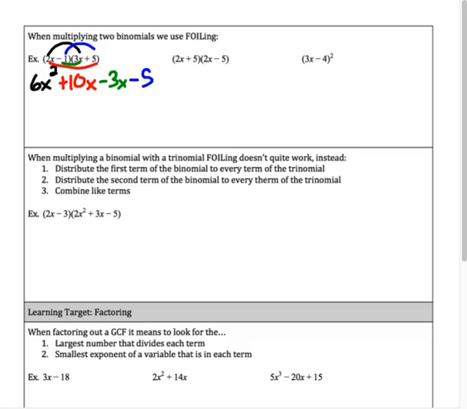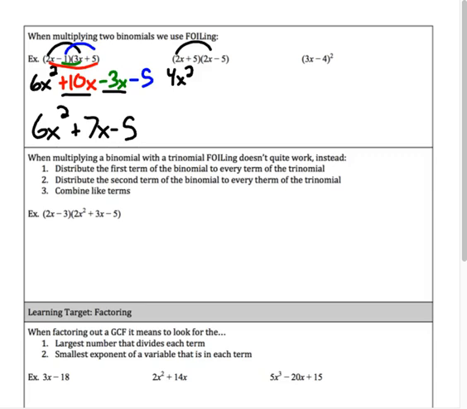And at this point, once we got all of those, remember then we could combine like terms. So here the 10x minus the 3x would give us a 7x. And of course, we could do the same thing on the next one as well. So here 2x times 2x would be a 4x squared.